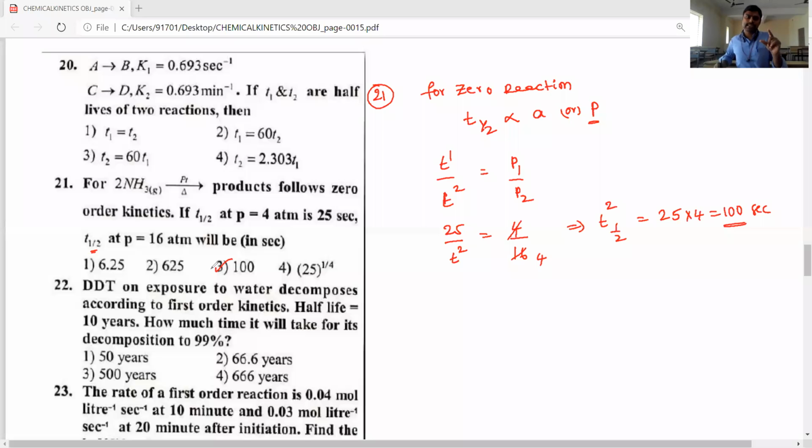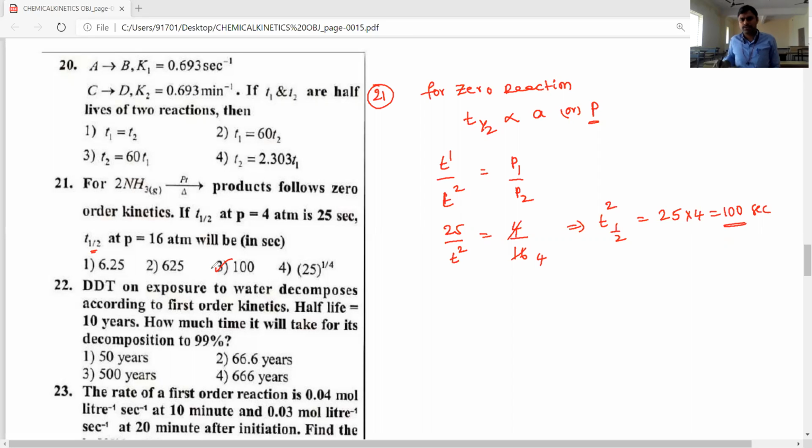Questions 20 and 21 both use the same concepts. But in the 20th, the reactions are proceeding in first order kinetics. That's why for first order kinetics, the half-life period is independent of the concentration. Then for the rate constant and half-life relation, half-life is inversely proportional to the rate constant of a first order reaction.